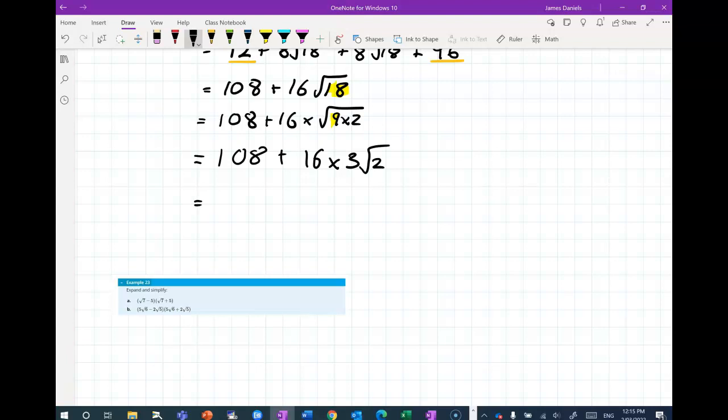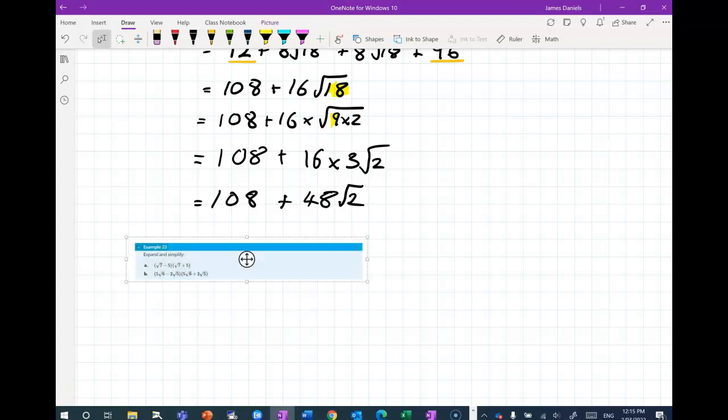And we can simplify here. So I have 108. This still stayed the same. It's unlike, but 16 times 3 is 48 root 2. And I've simplified my response there.